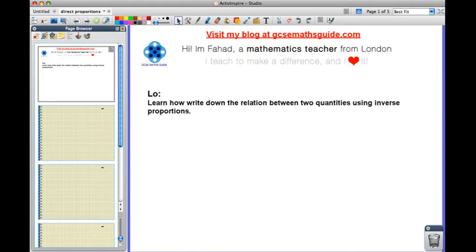Today we're looking at how to write down the relationship between two quantities using inverse proportion. In our previous lesson we looked at direct proportion, and today we're looking at inverse proportion, when we say that something is inversely proportional. I'm not going to go too much into an example of when and how we use inverse proportion. I just want to show you some exam questions that I've seen quite often on the GCSE exam paper. So let's go ahead and see some examples.